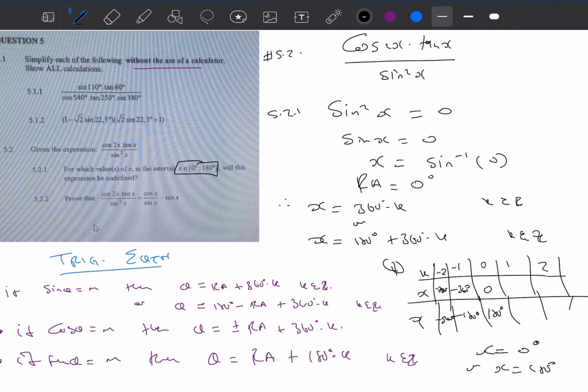Alright, so that's basically how you will actually do these calculations.